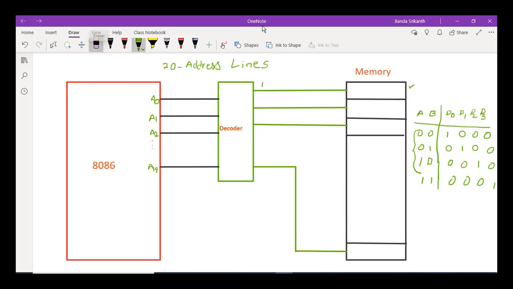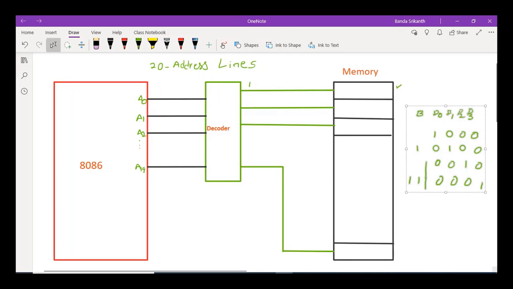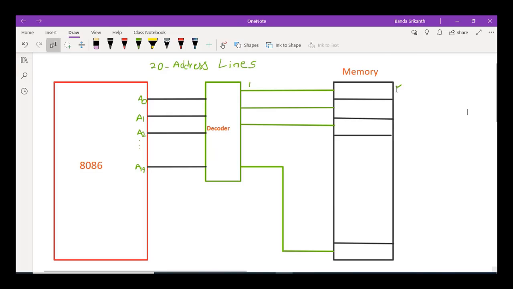So the main point here is that the CPU activates only one memory location at a time. After activating, it can perform either a writing operation or a reading operation on the memory. In detail, we will discuss the operation later.